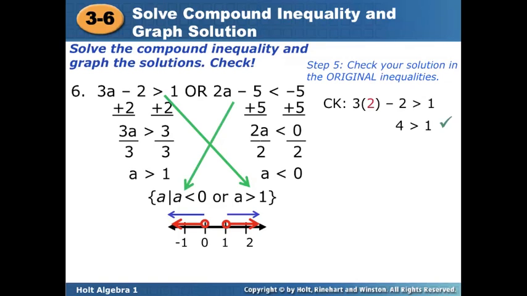Next, check a number from the a is less than 0 region in the second inequality. Whatever section of the problem that this shaded region came from is where you need to check. We have 2 times -1 minus 5. That gives us -7, which is less than -5.